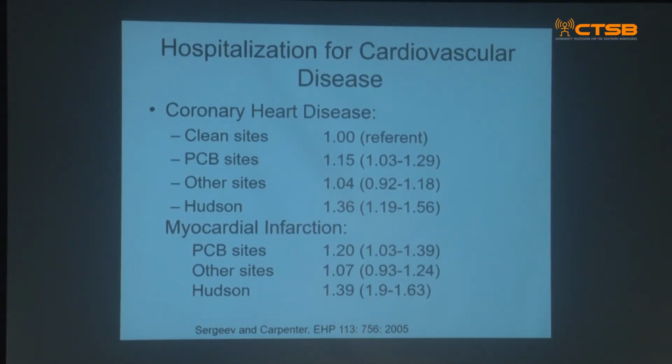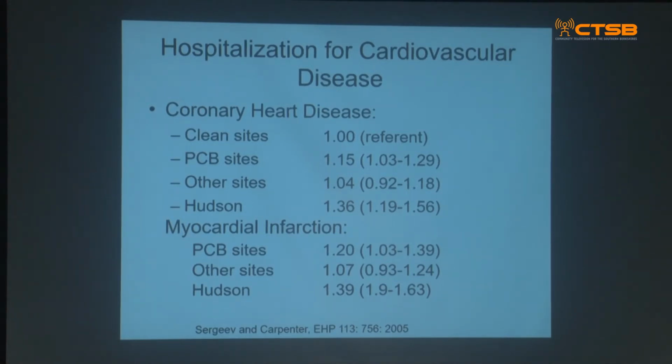There was no significant increase if you live in a zip code that has a hazardous waste site but it doesn't have any PCBs. If you live along the Hudson River, you have even a greater risk of heart disease than if you lived by a zip code with PCBs that weren't by the water. And that's a 36% increased risk among the people that are wealthier, that practice a healthier lifestyle. When you look at heart attacks, it's the same thing.